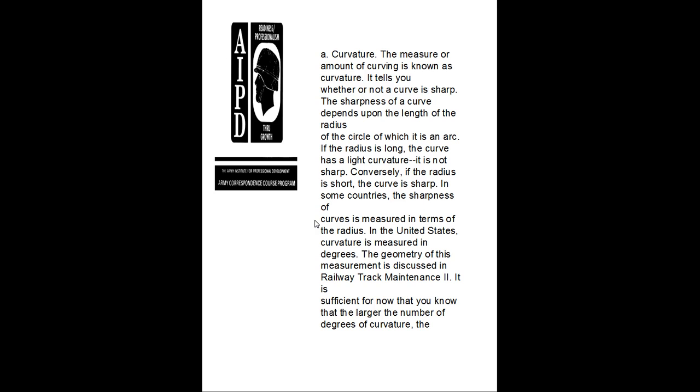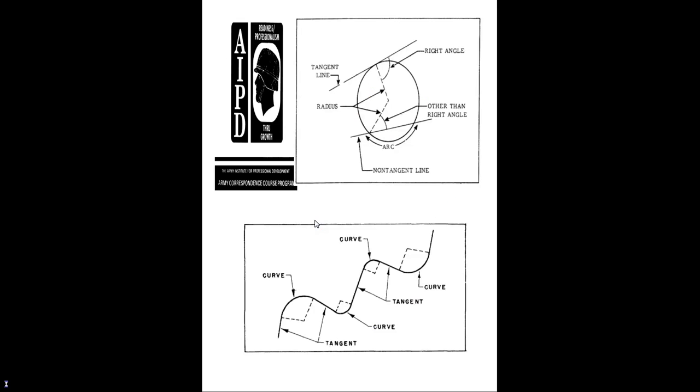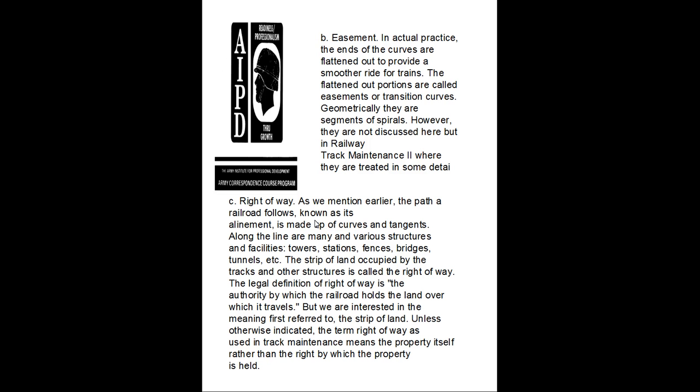The geometry of this measurement is discussed in Railway Track Maintenance 2. It is sufficient for now that you know that the larger the number of degrees of curvature, the sharper the curve. The tangent line and the radius form a right angle at the arc. The curves follow the tangents. The easement is placed at the ends of the curves, flattened out to provide a smooth ride for trains. The flattened out portions are called easements or transition curves.